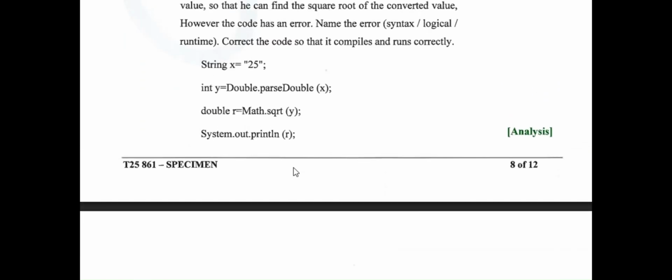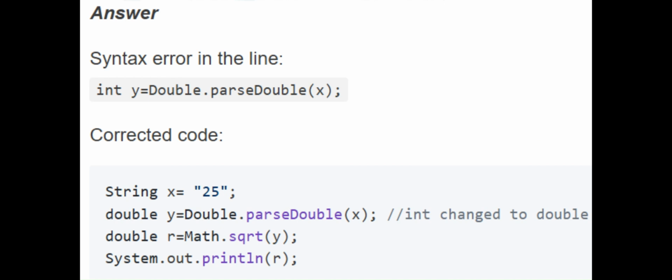What is the error? Error is this one. This is given Double.parseDouble and data type is given int. This data type must be double. So this is the error. This error is known as syntax error, and the correct code is here, double y.